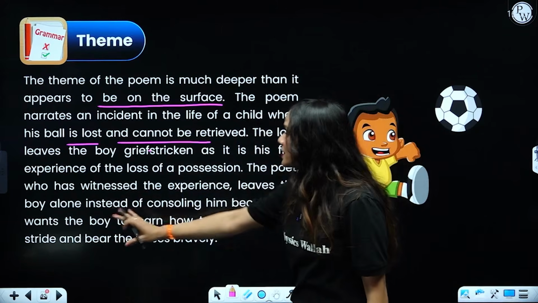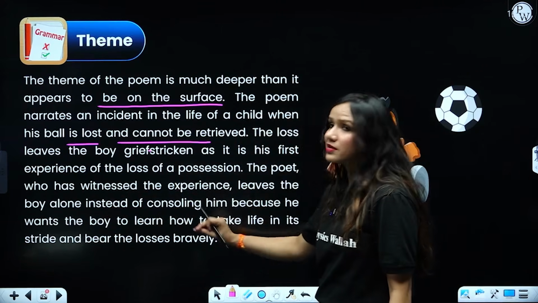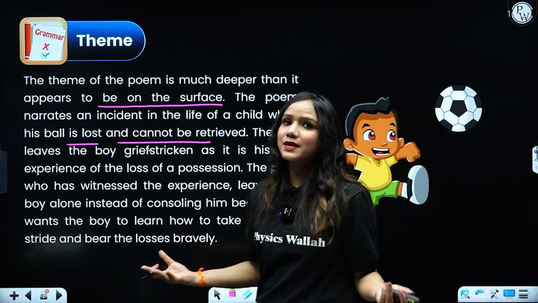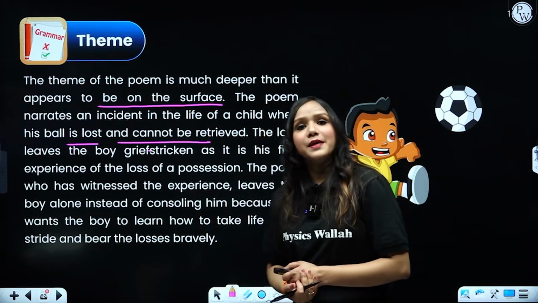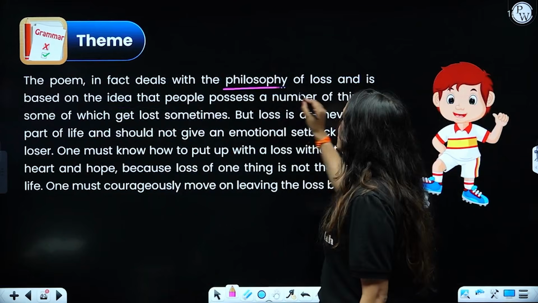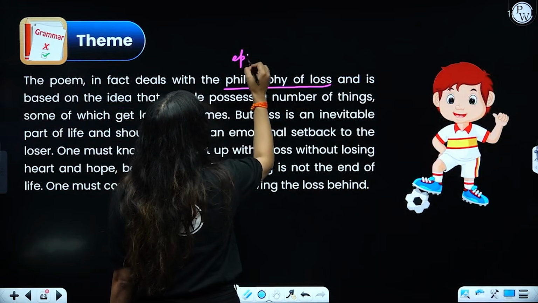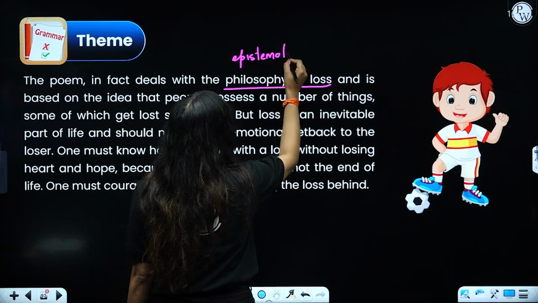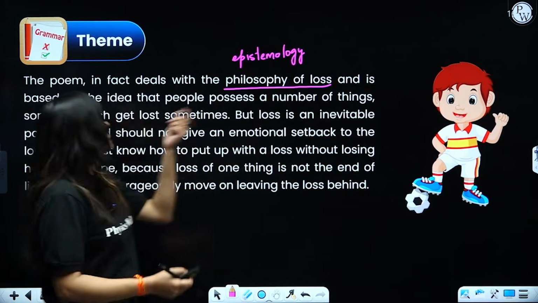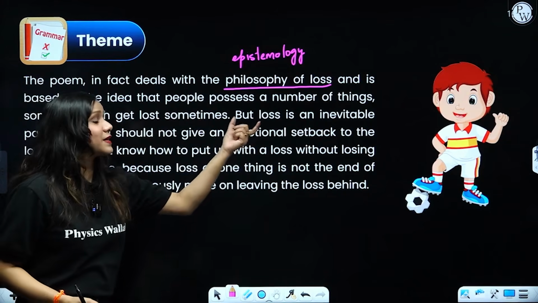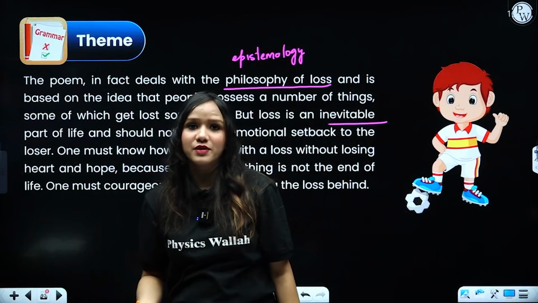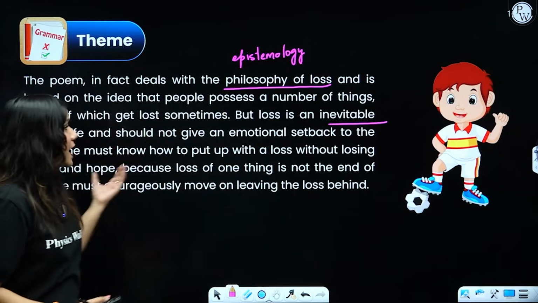So the poet leaves the boy alone instead of consoling him, because he wants the boy to learn that sense of responsibility and learn the true meaning of life, and how losing becomes an important part of life, right? Now, the poem in fact deals with the philosophy of life, as we say, the epistemology of loss. Got it? It is based on the idea that people possess a number of things, some of which get lost sometimes, but loss is inevitable, something which you cannot escape. It is a very important part, and one has to learn to move on eventually. Got it? So please go through this and try to understand.